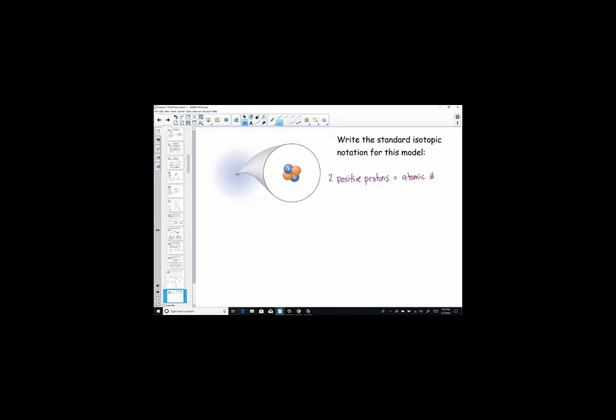I'm trying to find my chart. Here it is. Yep, number 2 is helium. So I can tell you that helium with the elemental symbol He is the identity. I know that a subscript to the left will give us the identity, the atomic number. And the top number is the mass number.